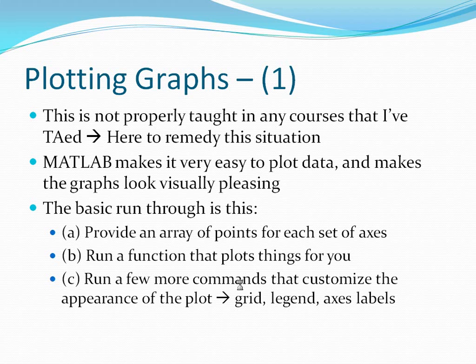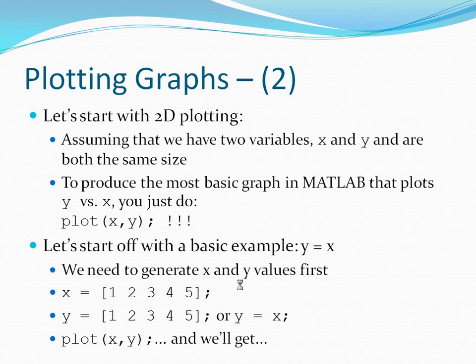So let's start with 2D plotting. Assume that we have 2 variables, x and y, and they're both the same size, and they've got a whole bunch of points in each of the arrays. So to do the most basic graph, if you want to plot a graph of y versus x, all you got to do is just run the command plot x comma y, and then that's it. The exclamation marks are for showing you that it's that simple. Okay, and then it produces a nice looking graph. It's basic, but you can add a little more frill at the end.